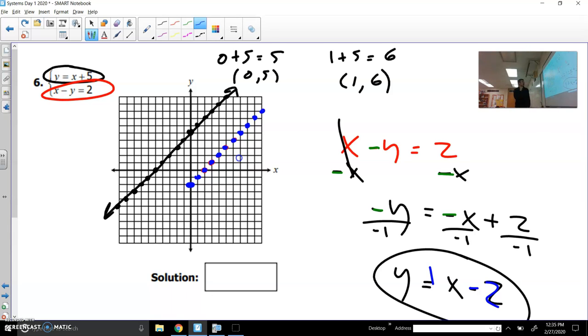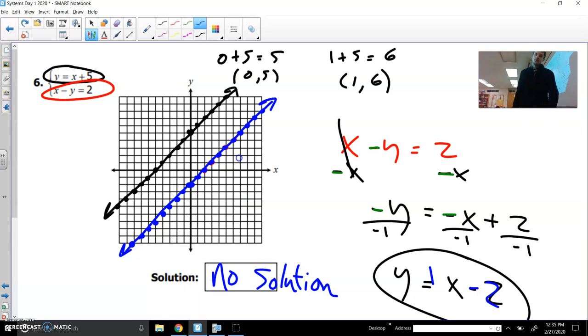And so I want to look for where these points are going to cross. And you may be thinking to yourself, well, I don't know if they're going to cross. They sure don't cross on the graph that we have. But these are parallel lines. They're both going up 1 over 1, but they start in different places, so they never cross. There is no solution point. There is no point where they're equal. Okay? So that would be the answer for number 6.